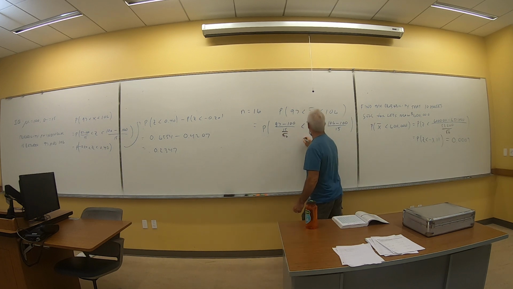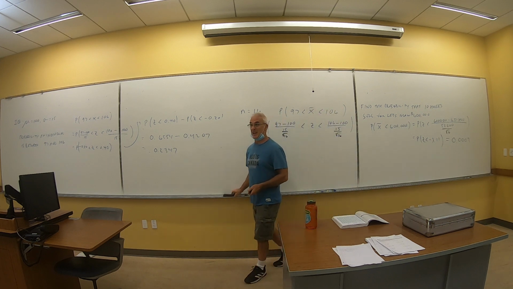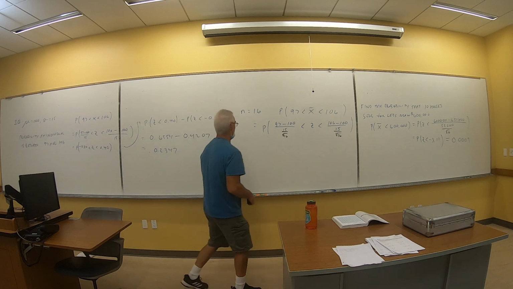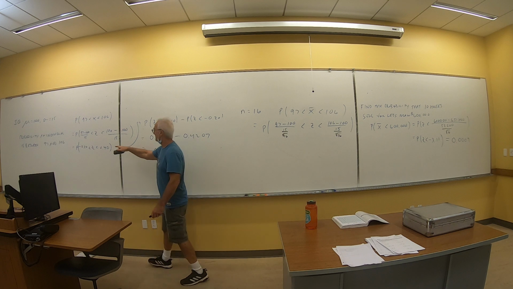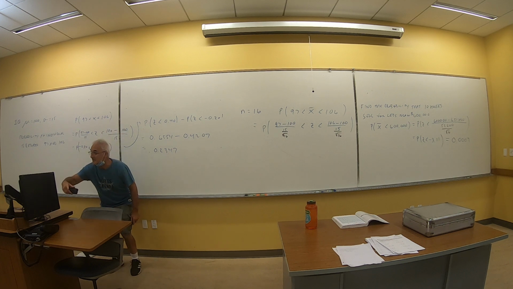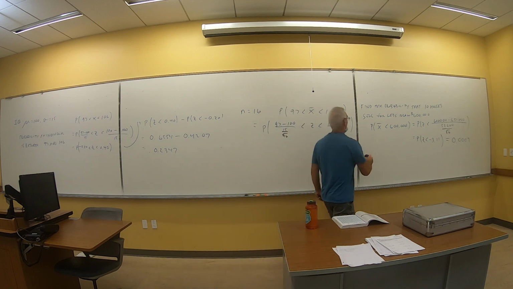Over root 16, over root 16. Root 16 is exactly 4. So I'm lazy. That means that each of these is going to be exactly 4 times bigger, because of where the root 16 lives. It lives in the denominator of the denominator. Oh, okay.